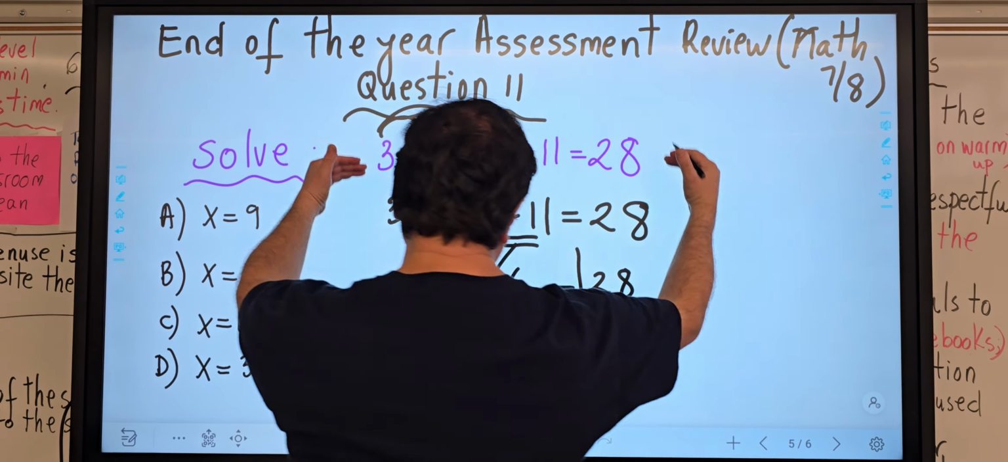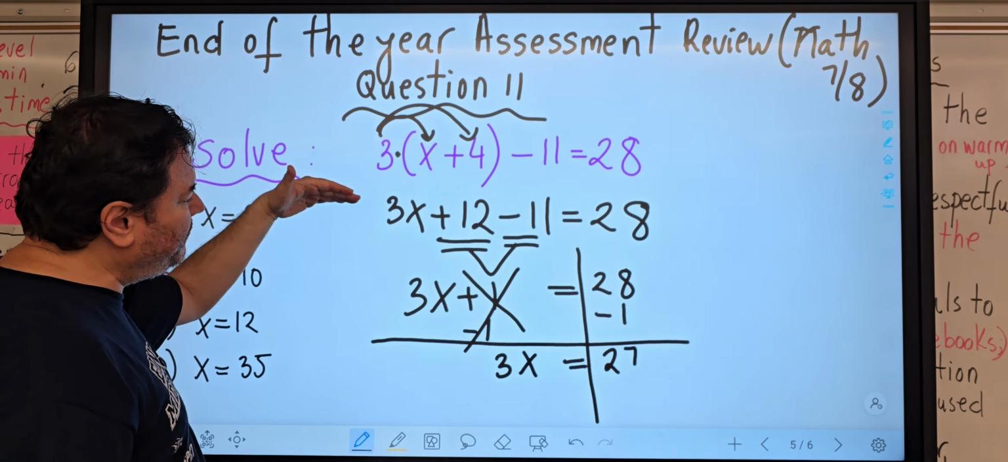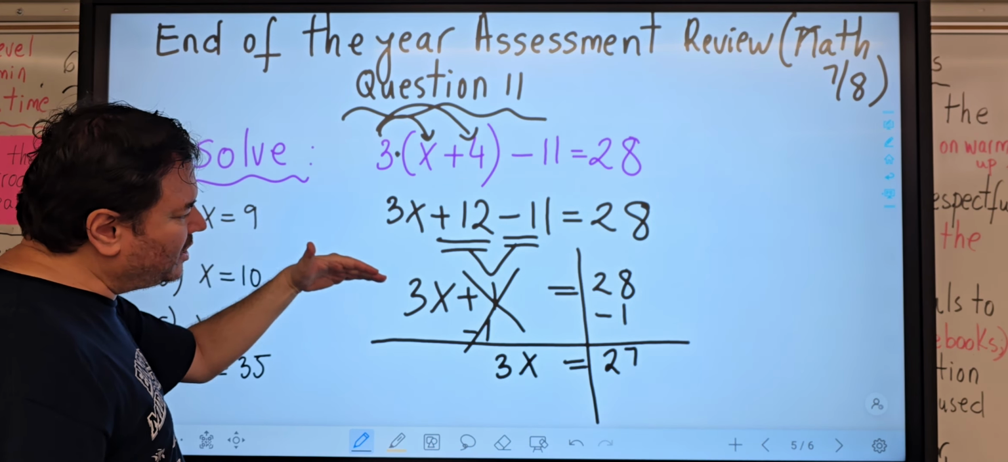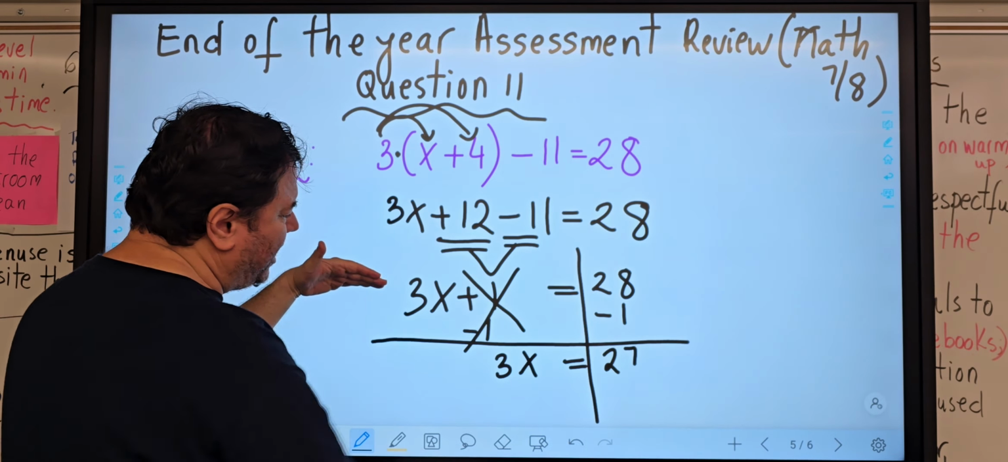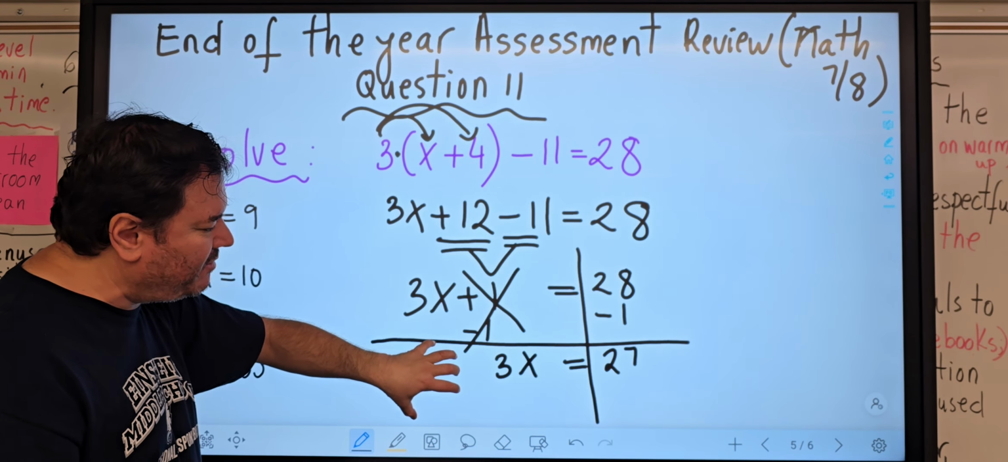Okay? Pay attention to these steps, step by step. Distributive property first, combining like terms, two-step equations. Remember, we have to bring the 1 to the other side in order for us to isolate the x to be on this side of the equation.